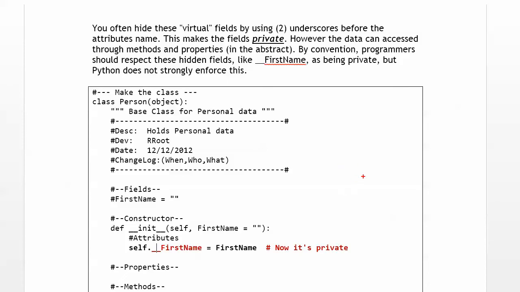So we know that we're going to go through and we're going to make an object. So we're going to make an object from the person class. And the first name field can normally be accessed from your other script code.